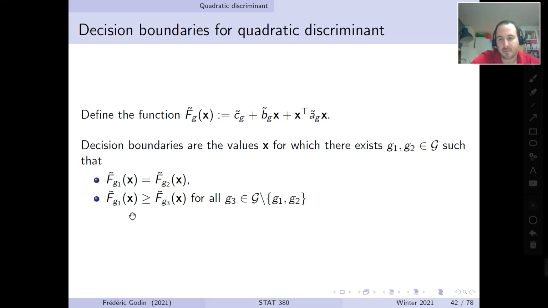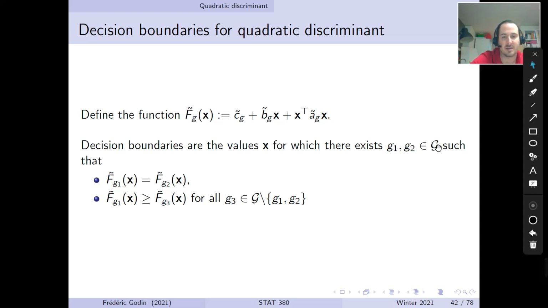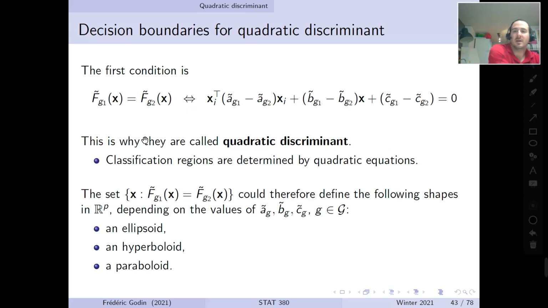And here you might have this condition, where for all other classes G3, you would be at least as likely to be in class G1 as in G3. So all x's which satisfy these constraints for some G1 and G2 are part of the decision boundaries in the quadratic discriminant analysis.